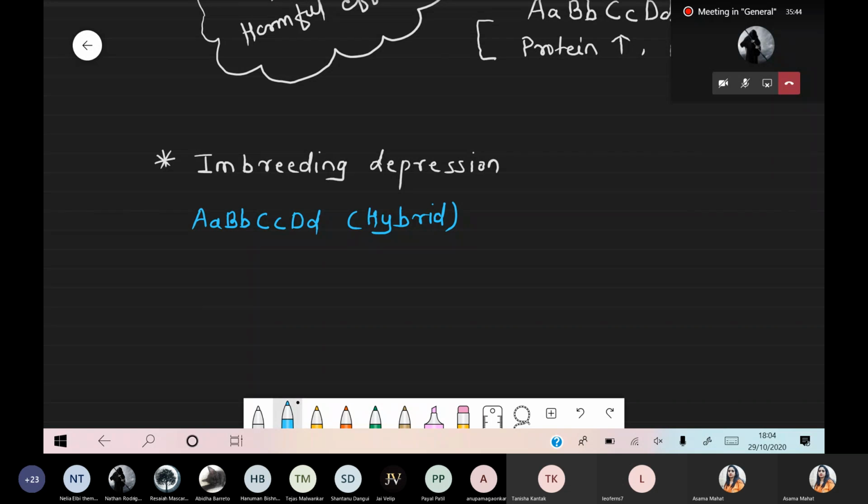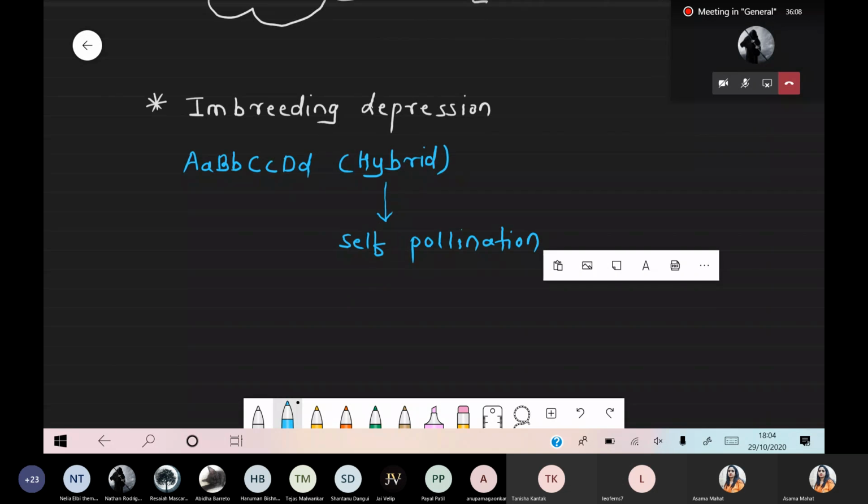But now what happened? Now we are doing continuous self pollination. Suppose this is the hybrid variety, right? And with this hybrid variety we carry out continuous self pollination again and again. We have to self pollinate repeatedly. So now what happened? Due to continuous self pollination, what happened? This hybrid variety is crossed with the hybrid, right? Selfing. Self pollination means we are talking about selfing.